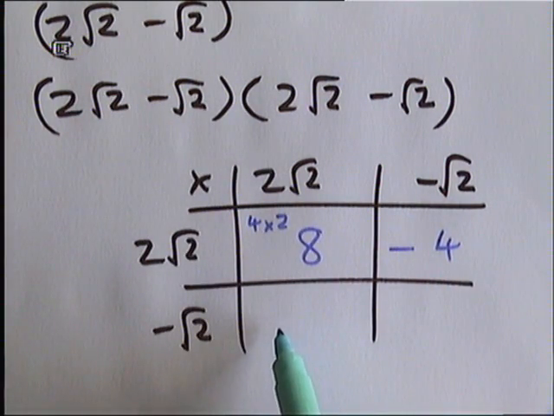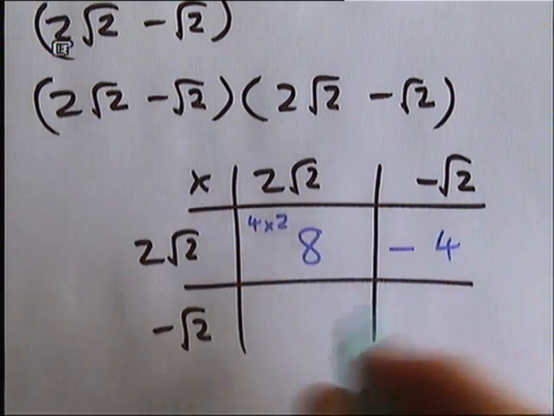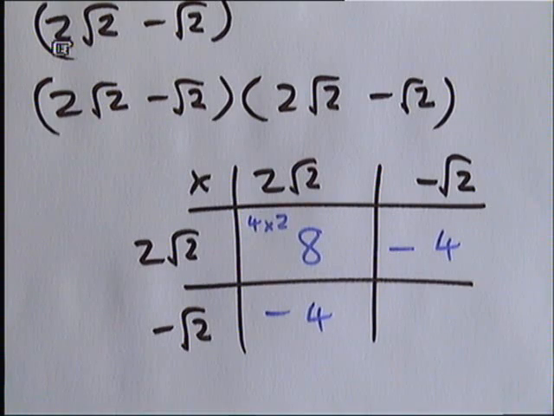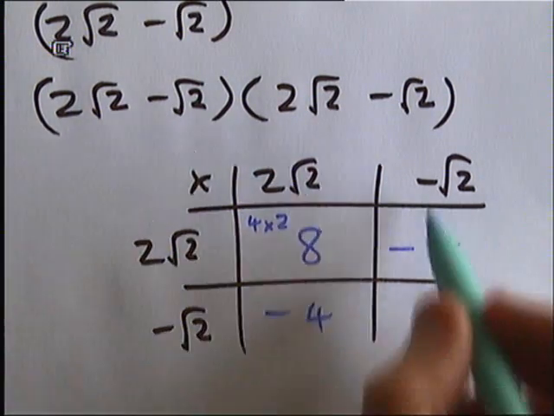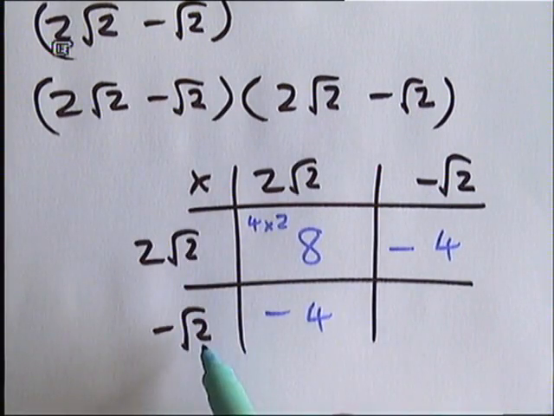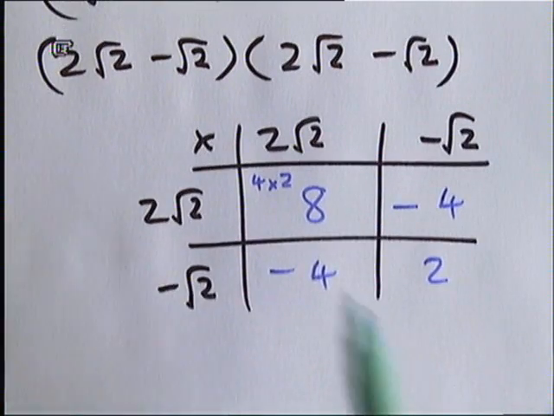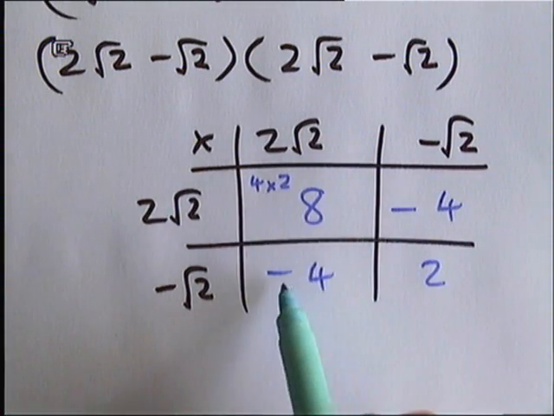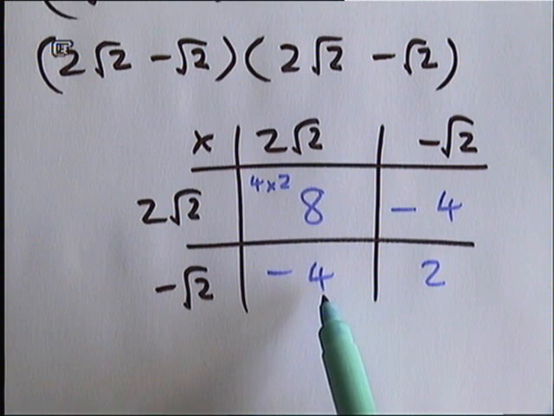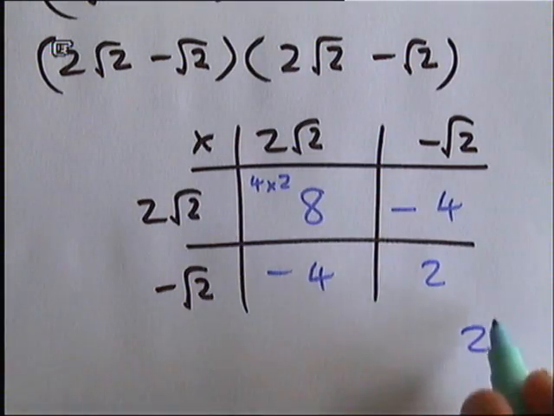Down here I'm going to get the same thing. Minus root 2 times by 2 lots of root 2, same as over there. That will be another negative 4. Then down here I've got a negative times a negative, which is the positive, and root 2 times root 2 is 2. So over here I've got 8, take away 4, which is 4, take away another 4, which is 0, and a 2. So that bracket is just 2.